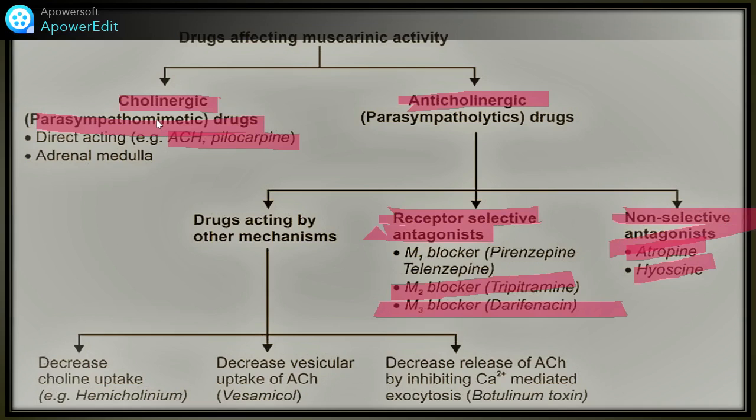Now the drugs which act by other mechanisms: decrease in choline uptake, hemicholinium; decreases vesicular uptake of ACh, vesamicol; decrease release of ACh by inhibiting the calcium mediated exocytosis, botulinum toxin.